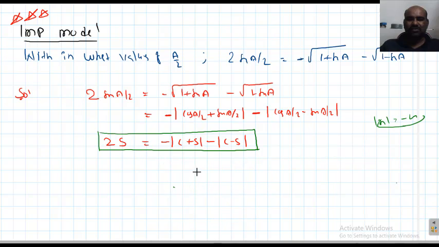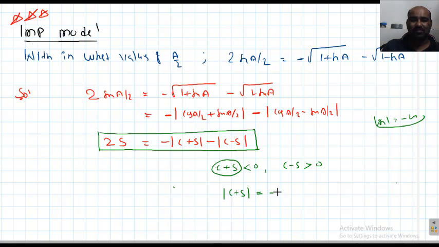Okay students, another way I am saying. Assume C plus S is less than 0 and C minus S is greater than 0. If C plus S is less than 0, what is the mod of C plus S? Minus of C plus S only, no? Mod x equals minus x when x is less than 0. So mod of C plus S is minus of C plus S. What is the mod of C minus S? C minus S only, because C minus S is positive. Under this condition I am checking whether the value is equal to 2S or not.